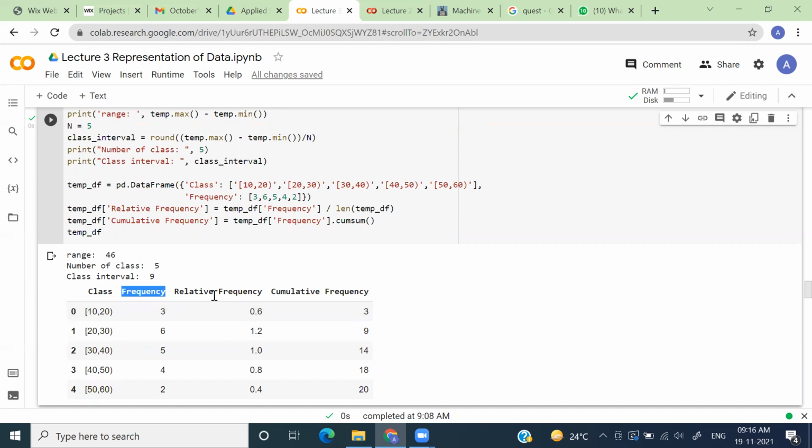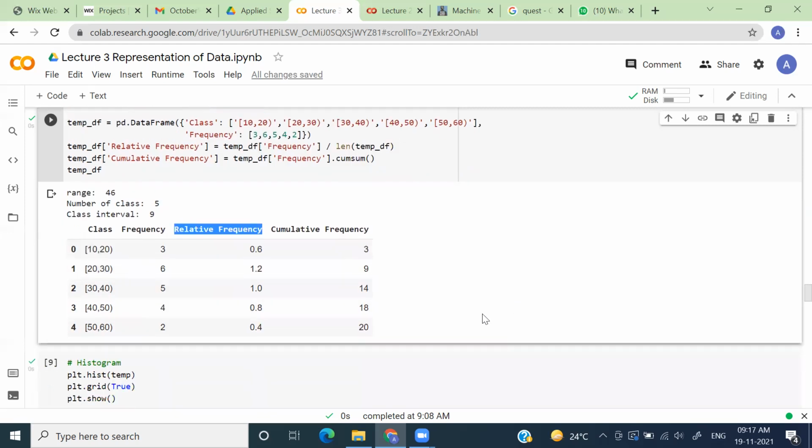The next column is the relative frequency, which is nothing but the division of the frequency of the class by the total number of days. So it is like 3 divided by 20, because you have a total of 20 days of record. 6 divided by 20. 5 divided by 20. And then you have taken the percentage.